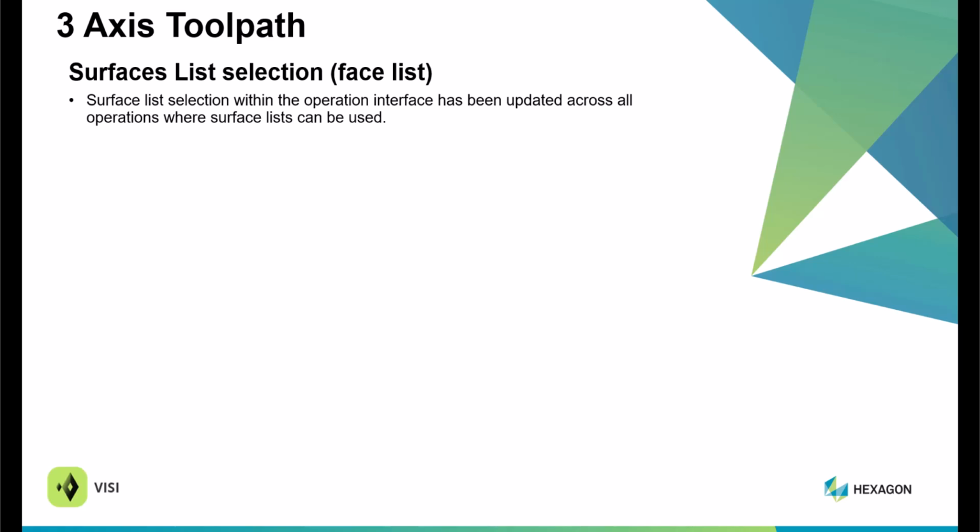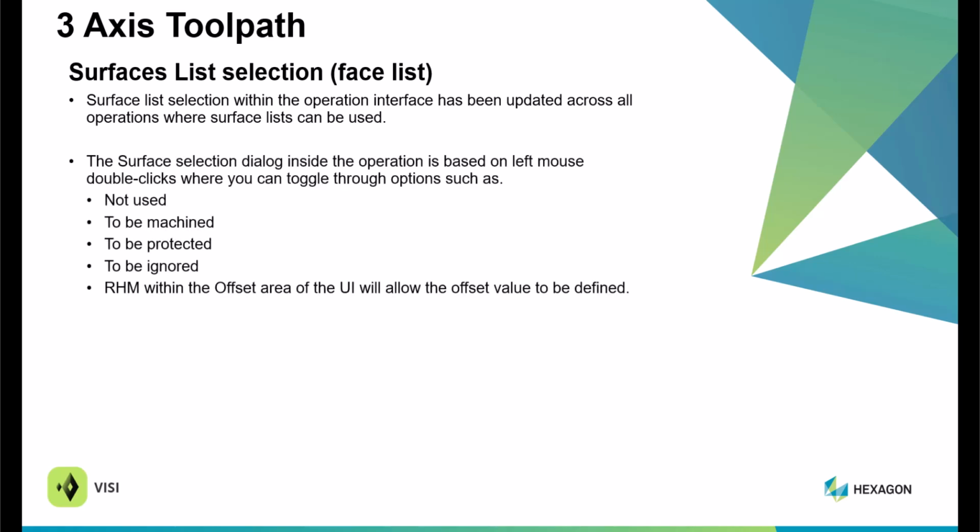The surface list within the operation interface has been updated across all operations where surfaces can be used. The surface selection dialog inside the operation is based off of the left menu options and has options such as: not used, to be machined, to be protected, and to be ignored. The right-hand menu within the offset area of the user interface will allow offsets to be defined.